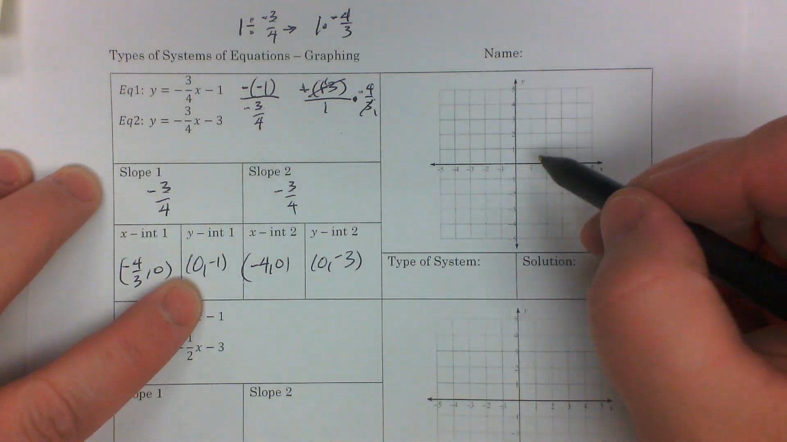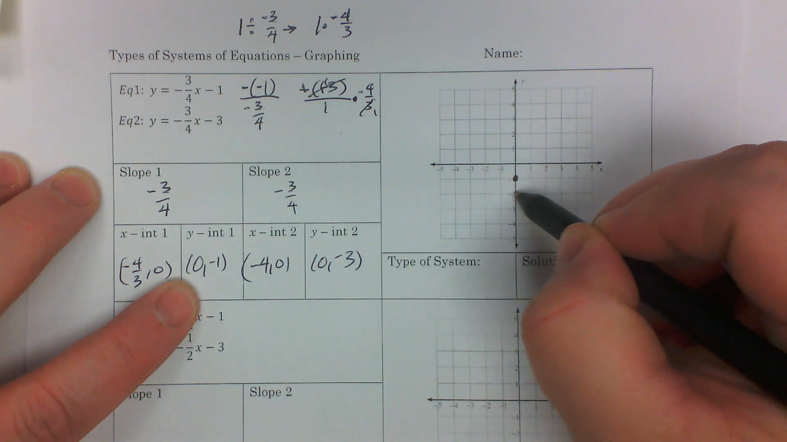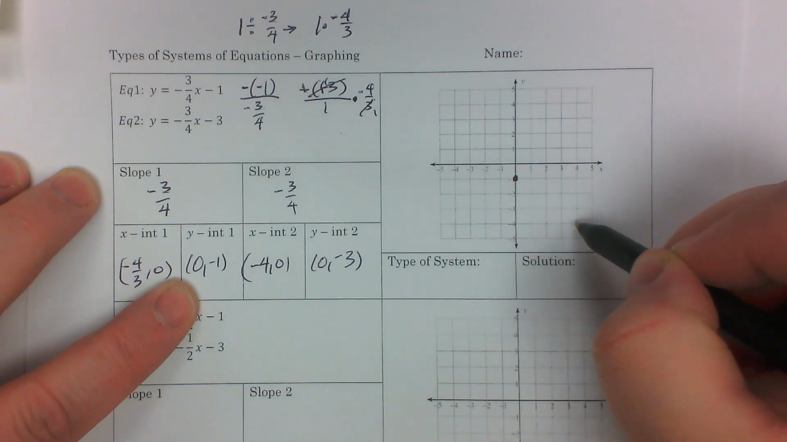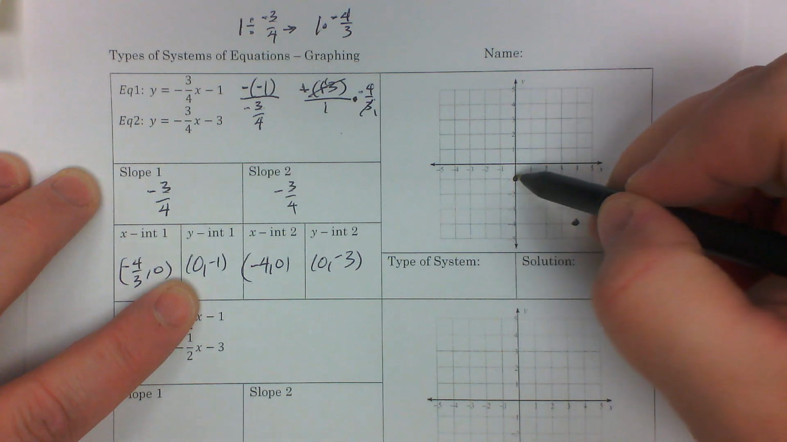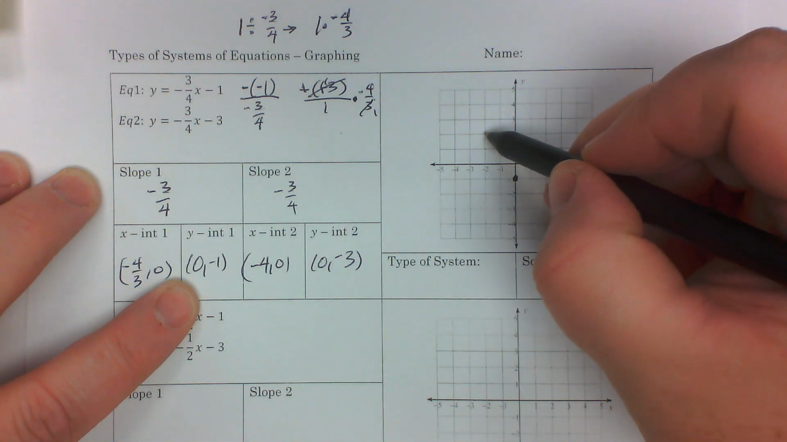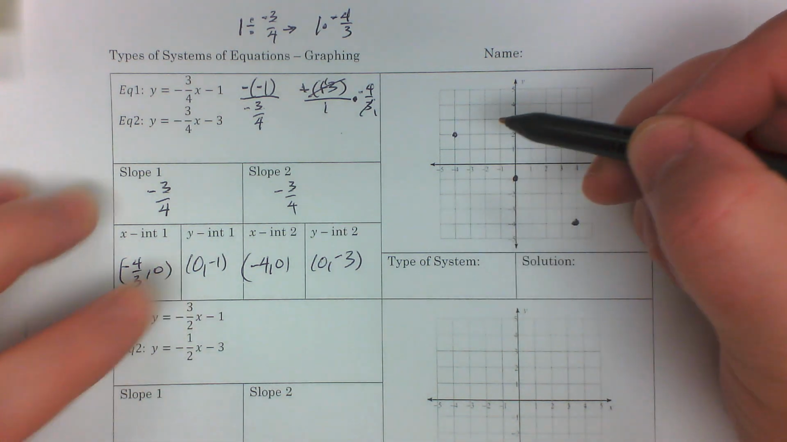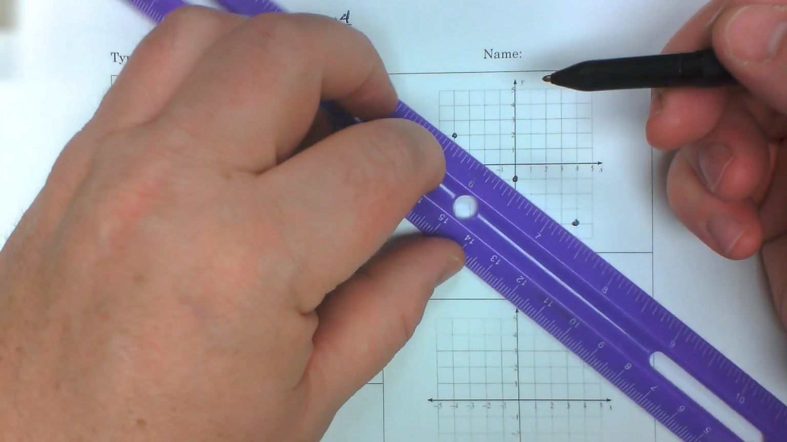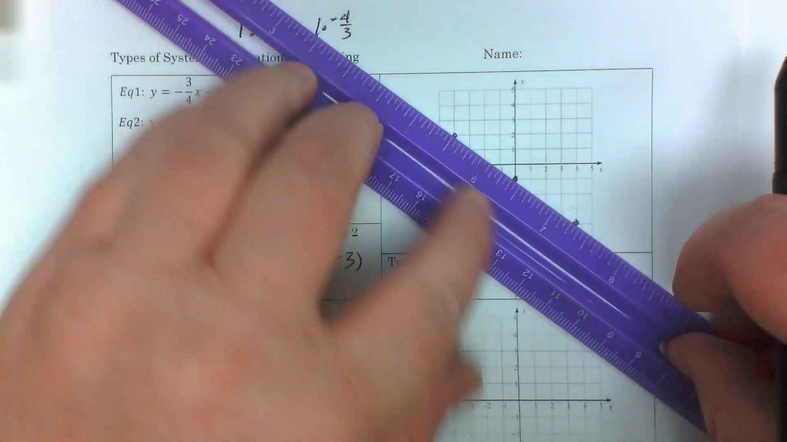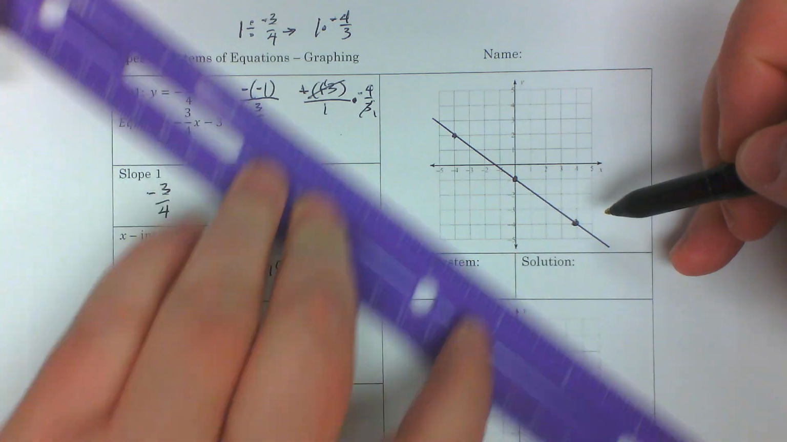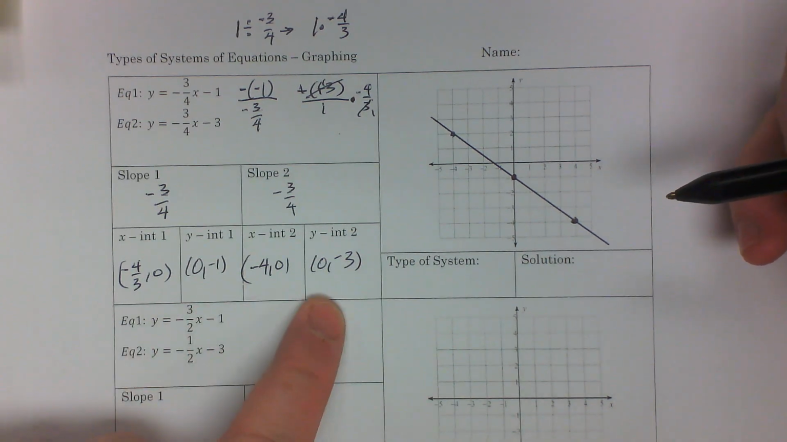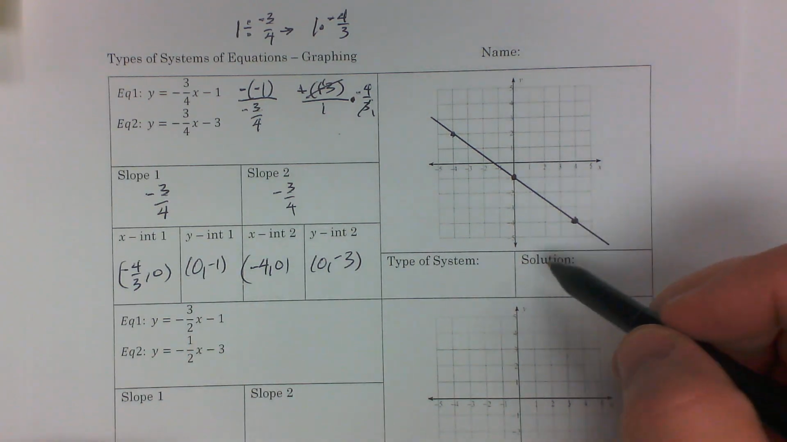Let's go ahead and graph it. Negative 1, and then down 3, 1, 2, 3, over 1, 2, 3, 4. There we go. Now we could go ahead and count 1, 2, 3, 1, 2, to make sure we have a nice pretty line. These two are parallel. This is going to be an inconsistent system. They don't have any of the same points. They would have the same y-intercept if they coincided. So they don't.